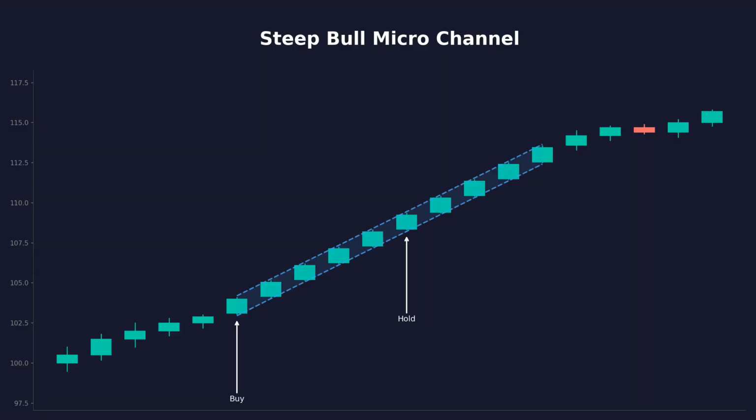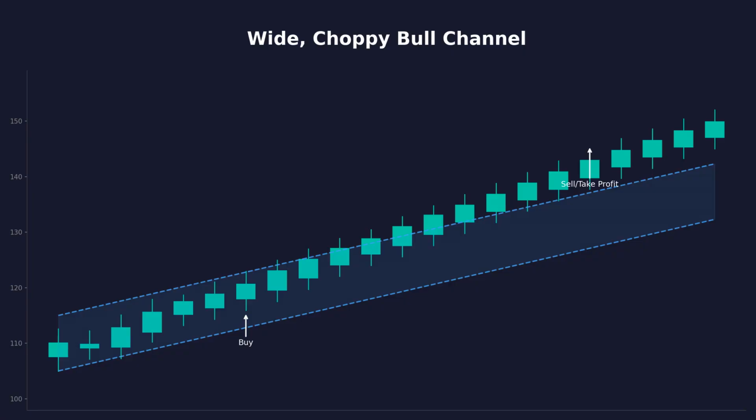In a micro channel, the trend is so strong that price bars have little to no overlap. This is essentially a breakout on a higher time frame. Do not fade this. You enter and hold until the first close below a prior bar's low. A broad channel is different. It effectively trades like a range. In a broad bull channel, you buy the test of the lower trend line, but you also take profits, or even short, at the upper trend channel line.